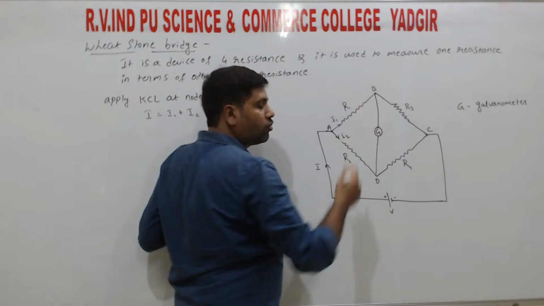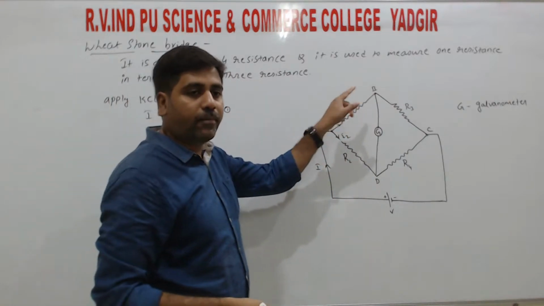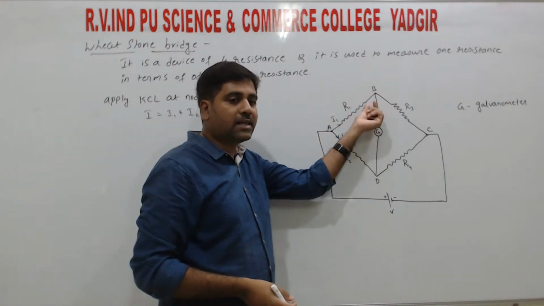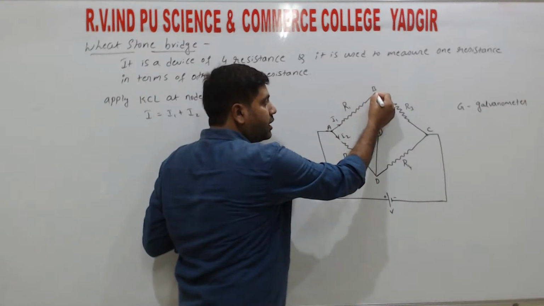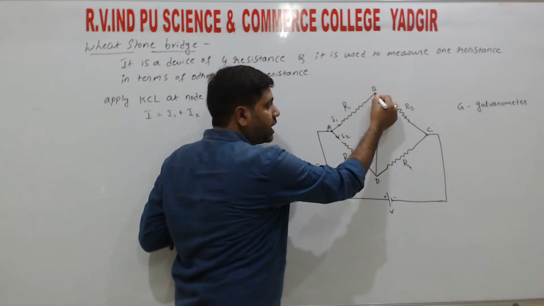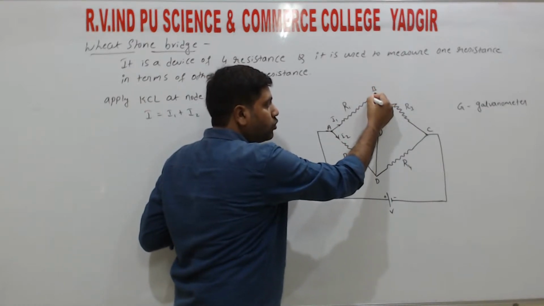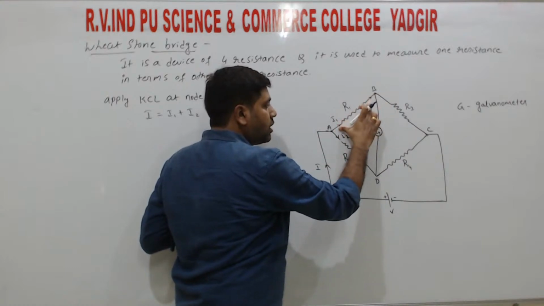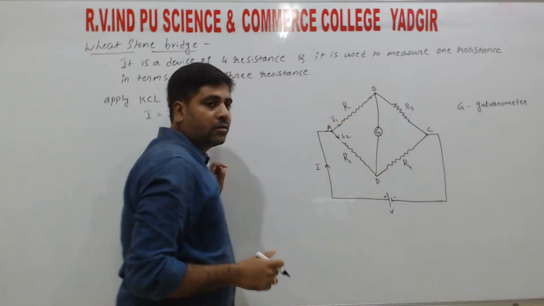What does junction or node mean? Two or more conductors meeting at one point, that point we call a junction, right? So B is again a node. Here three conductors are meeting at point B. The current which is flowing in the arm AB is I1, right?